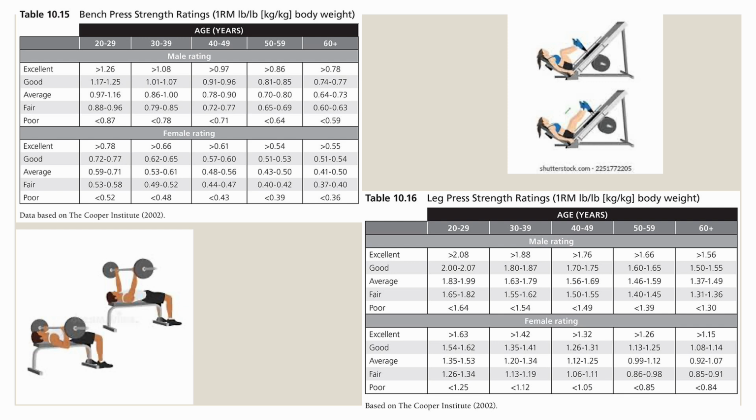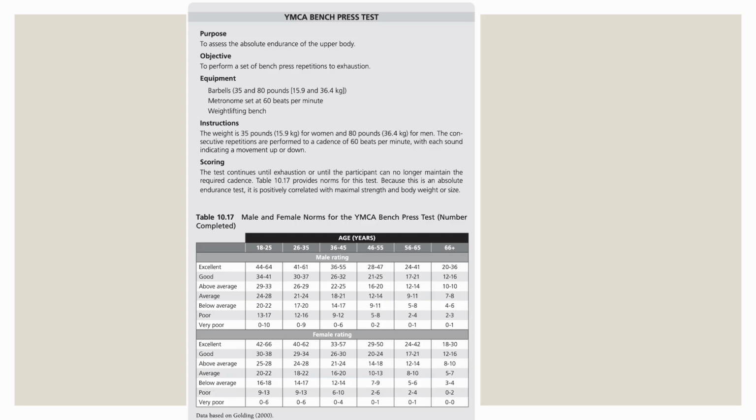Here are our breakdowns of age and fitness level for both the bench press strength rating and the leg press strength rating. You can divide the 1 RM values by body weight to present a strength measure that is equitable across weight classes. The next few slides are the different protocols for various strength and endurance tests, along with the norms associated with them. I have included these for your reference in case you don't have the textbook and want to be able to refer to these in the future.